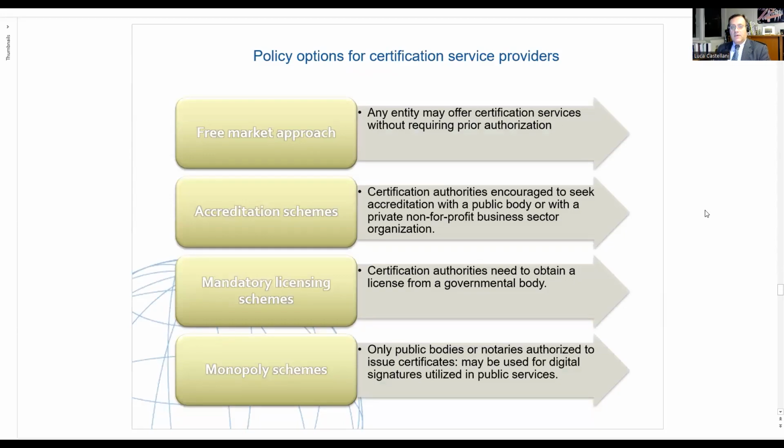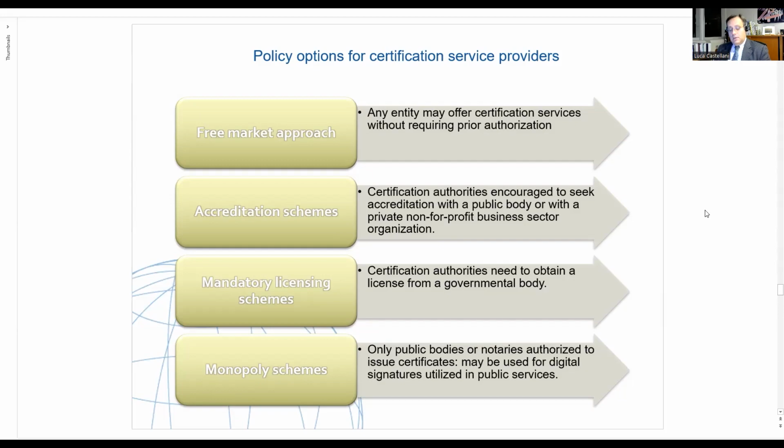Last but not least, we have, of course, also options for the certification and trust service providers. Here, the range is from the free market approach, where everyone is able to provide services and does not need to have any license. Of course, this promotes innovation and competition, but then it is possible sometimes to provide guidance also to users by having voluntary accreditation schemes. So certain service providers may decide to voluntarily get accreditation.